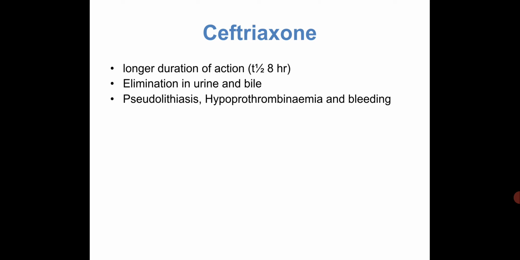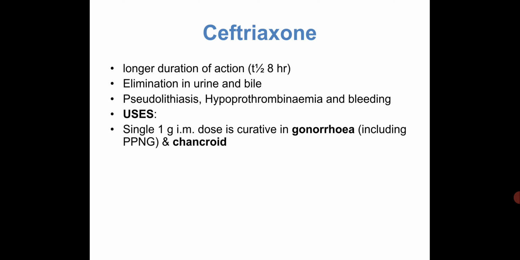So there is a chance of pseudocholelithiasis. Then there is hypoprothrombinemia and bleeding with ceftriaxone. So if an MCQ asks about a cephalosporin causing bleeding, then it is ceftriaxone, and some other drugs also, but one is ceftriaxone. Let's see the uses of ceftriaxone.